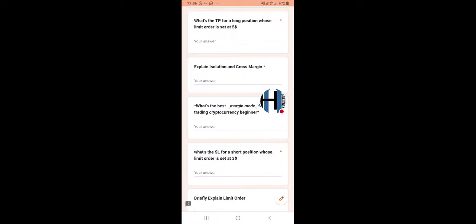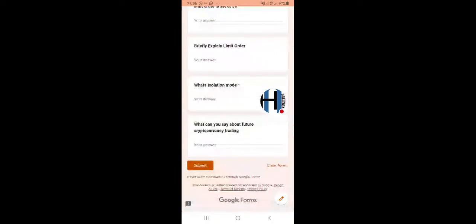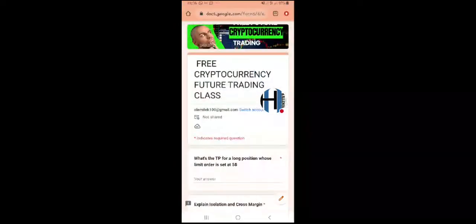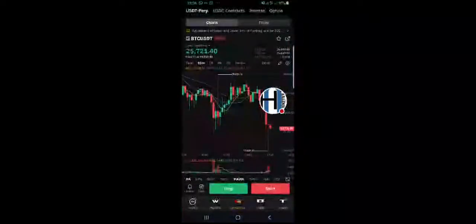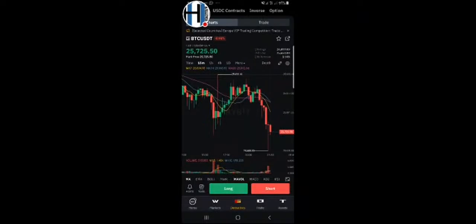I'm sure we can all set up our account now. So what I'll be showing us today is the indicators. I'll go to my Bybit app. This is my Bybit app. On this app now, you can see that we have BTC USDT. I will not teach you how to choose any other token.